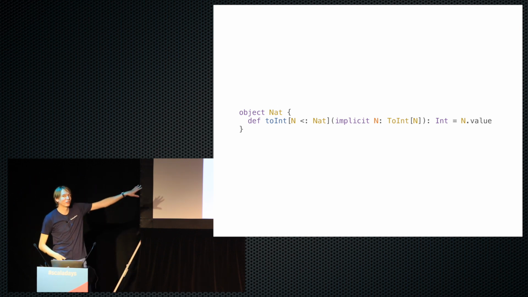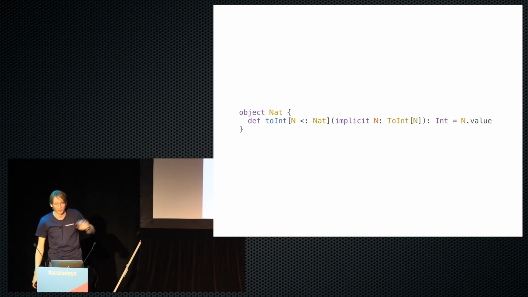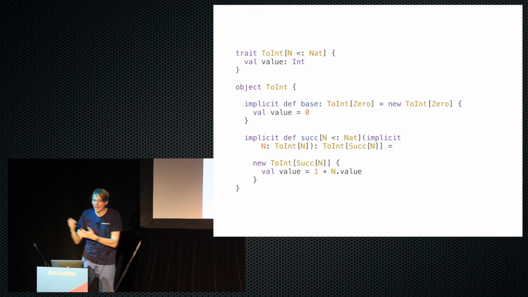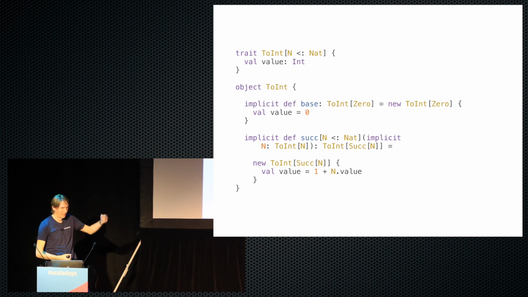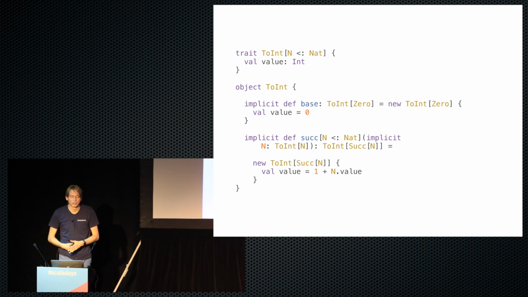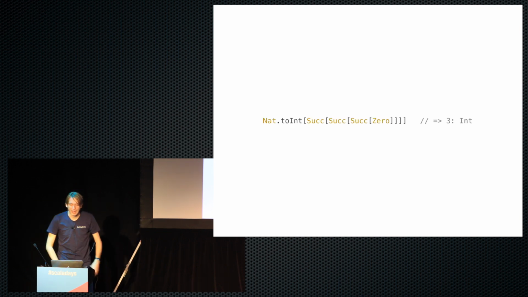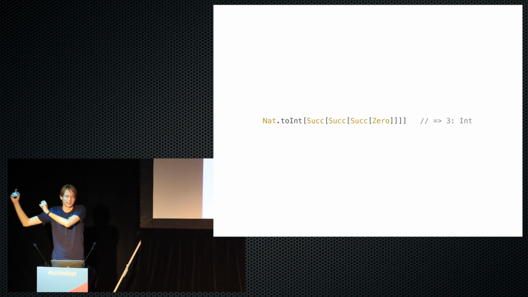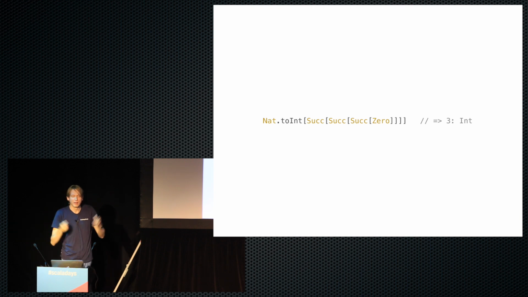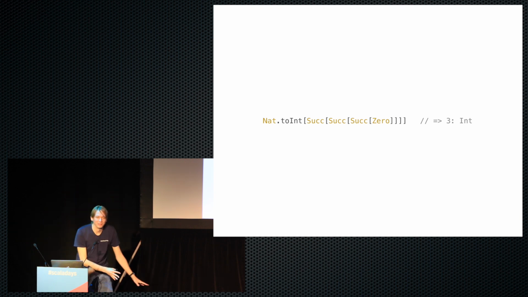And I do recommend you do this because this makes debugging much, much easier. And the cases are straightforward, right? It's pretty trivial. The base case for 0 returns integer 0. The co-inductive case for successor returns 1 plus the inner type. And we can apply it to type Succ[Succ[Zero]], and everything works the way we would expect, right? Returns an int. This is the easy part, okay?